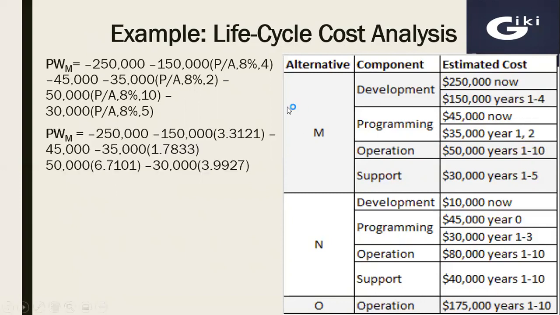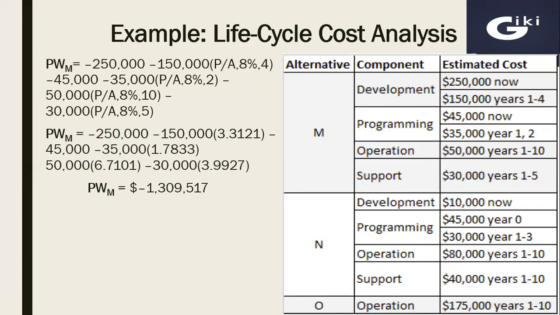Then the factor value for P over A for 8% and 4 years is 3.3121, and the factor value for P over A for 8% and 2 years is 1.7833. And P over A 8% 10 years factor value is 6.7101, and P over A 8% 5 years is 3.9927. Now we have to solve this equation and calculate the final present worth of alternative M, that is minus $1.309 million.